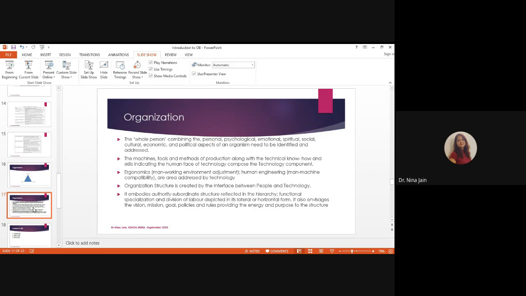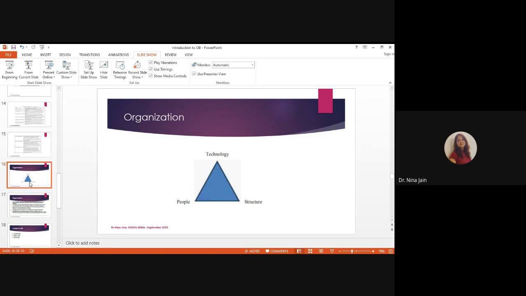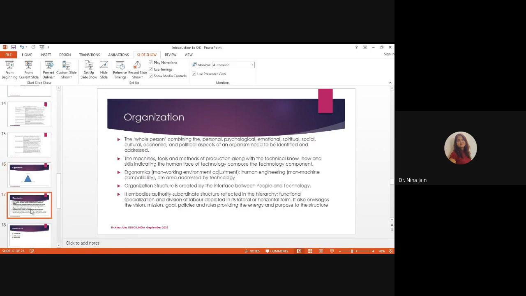Okay? Next, we are talking about technology. In an organization, the machines, tools, method of production, the technical know-how, and the skills, which indicate the human power, actually compose the technology. So these are the technology components in the organization: machines, tools, method of production, and technical know-how with skills of human resource.